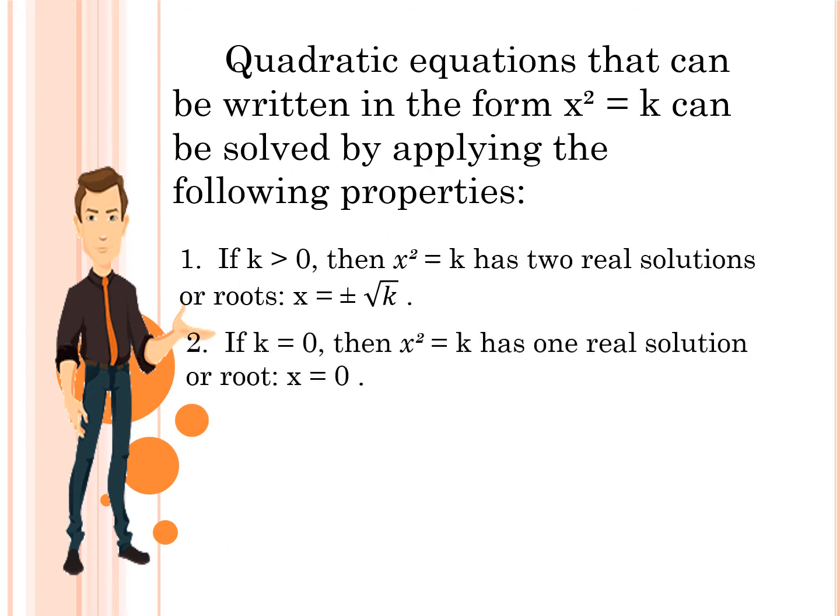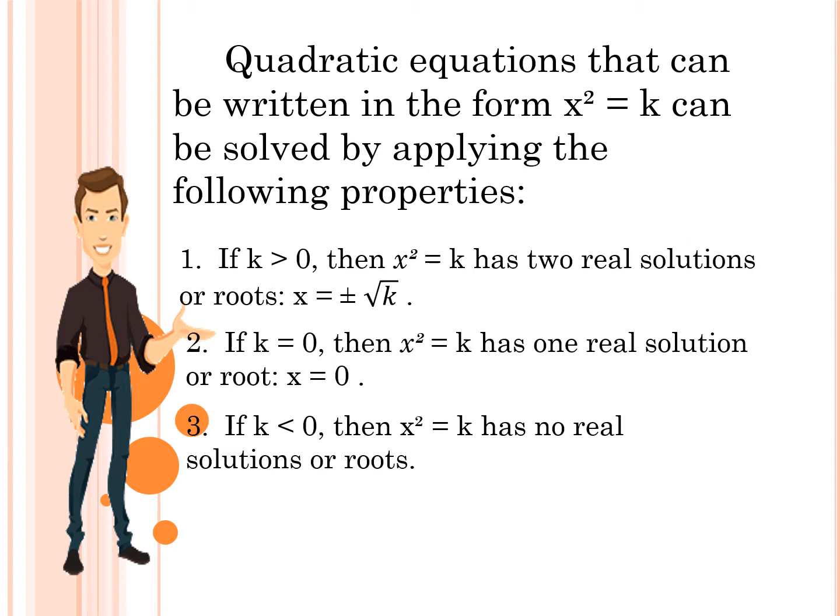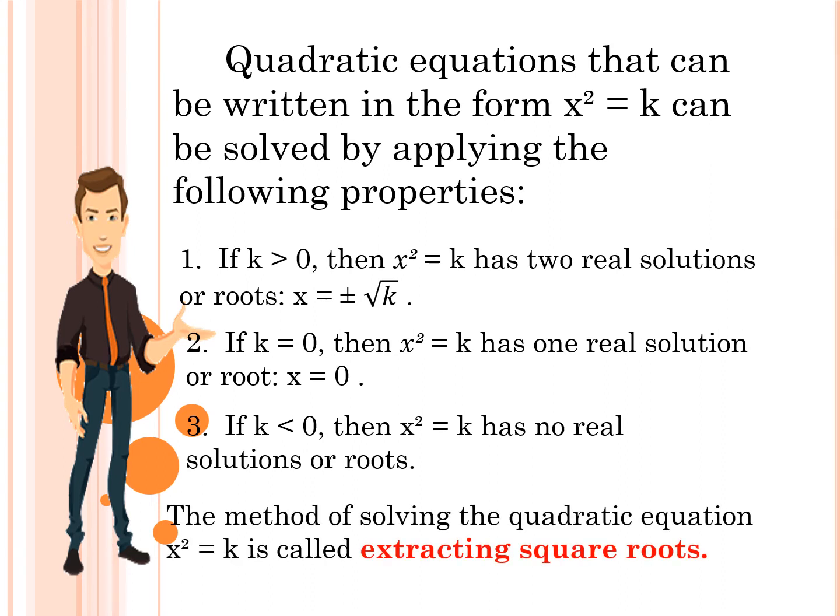The second one, if k is equal to 0, then x squared equals k has 1 real solution or root. Therefore, x is equal to 0. And the third one, if k is less than 0, so what are the numbers less than 0? Those are the negative numbers. Then, x squared equals k has no real solution or roots. The method of solving the quadratic equation x squared equals k is called extracting square roots.